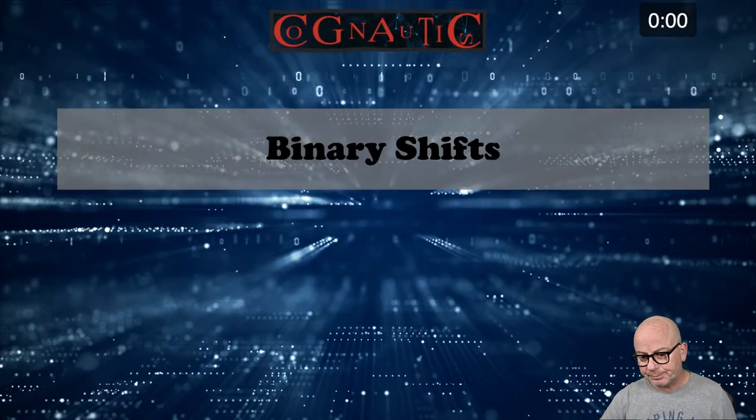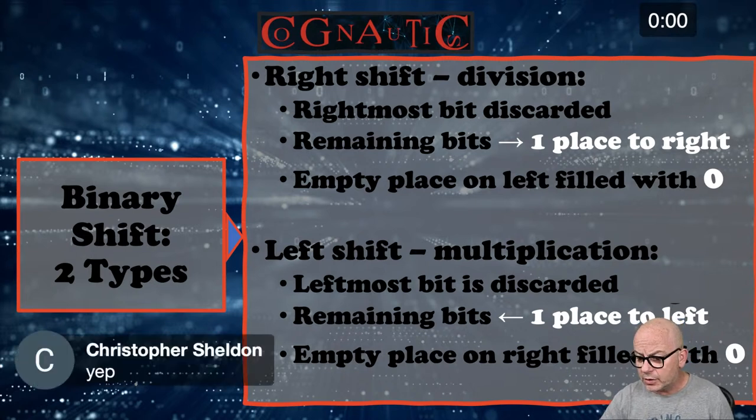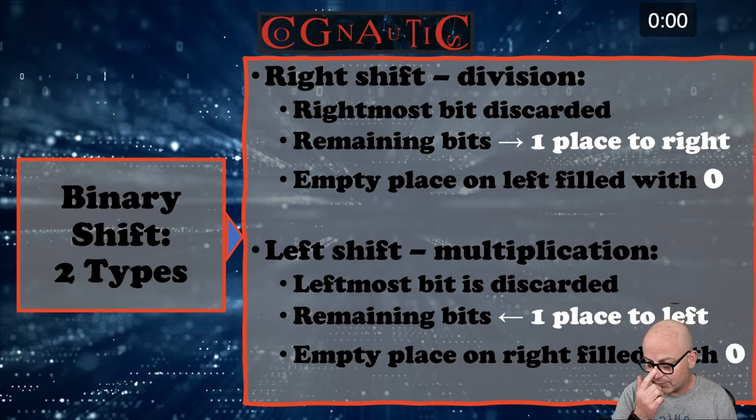Binary shifts. Binary shifts are a really quick way that processors can divide and multiply. Hi, Chris, how are you? Good to see you. Right shifting is dividing and left shifting is multiplying. They might ask you that. They might ask you to perform a right or left shift, but notice there's performing a shift and explaining what a shift does, the impact of a shift, okay?